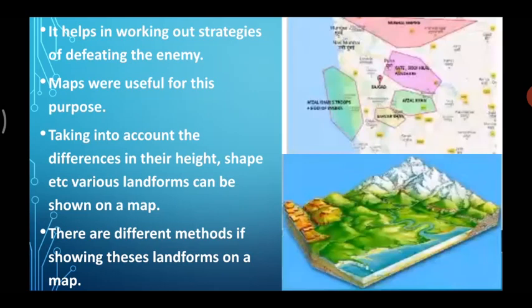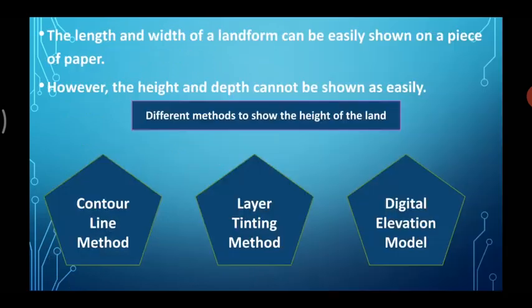There are different methods of showing these various landforms on a map. It can be presented in the form of hills, mountains, valleys and so on, which would help them. Let's move forward. We can show the length and width of a landform on a piece of paper. But it is very difficult to show the height and the depth. You can show the length and width, but you can't easily show the height and depth on paper.